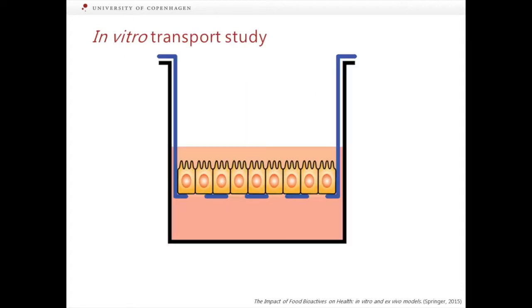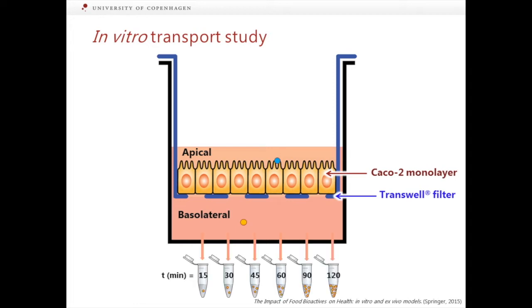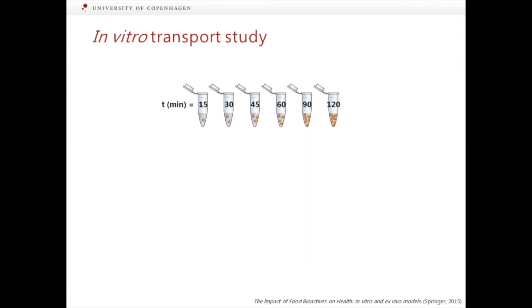About 3 weeks prior to the transport study, Caco-2 cells are seeded on supporting filters, allowing them to differentiate. The monolayer then forms a barrier between two compartments, the apical side resembling the lumen of the small intestine and the basolateral side resembling the blood circulation. The transport study is initiated when the drug compound of interest is added to the apical side, and at predefined time points, samples are then collected from the basolateral side for determining whether absorption is taking place, and if so, at what rate.